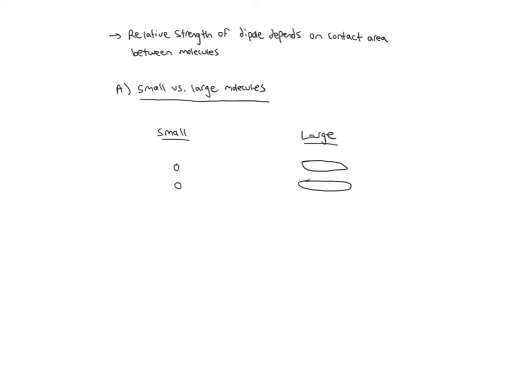The strength of these dipoles does depend on the contact area between the molecules. So we have small molecules versus large molecules. Small ones don't have as much contact area in between because there's not as much surface area that can actually interact. And so we don't have as much contact in small molecules as we do in large. So in large molecules, we could have the same type of interaction over that larger surface. And since this is an additive type interaction, we're going to end up having a stronger interaction for the large molecules.